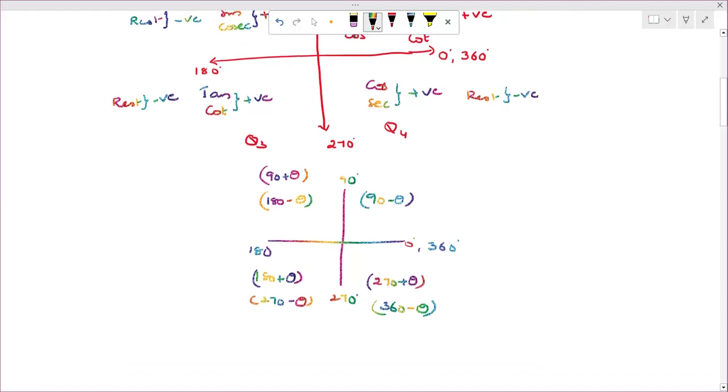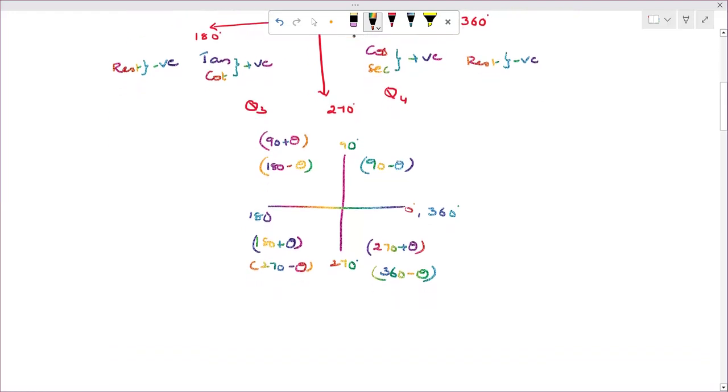Now see here, generally I am going to consider only 180 and 360. Why? Because it is easier to convert and find the values. Okay, 180 minus theta, 180 plus theta, or else 360 minus theta. Before that, I would like to explain 90 minus theta also first.